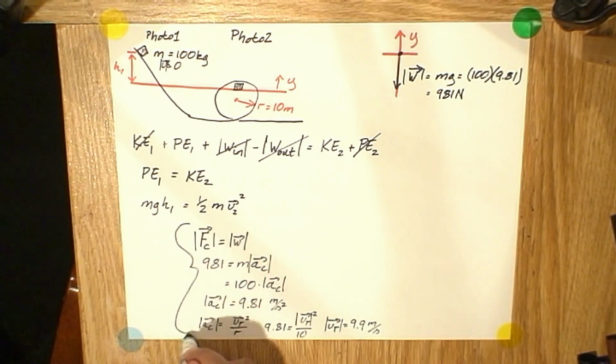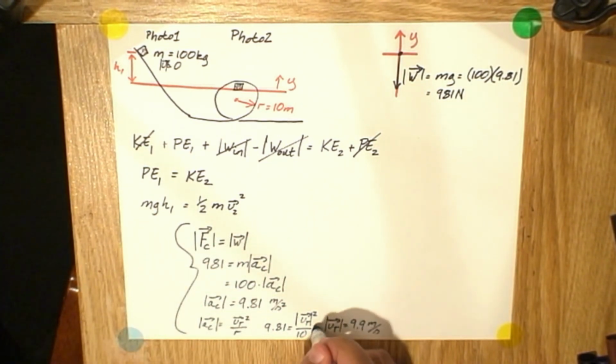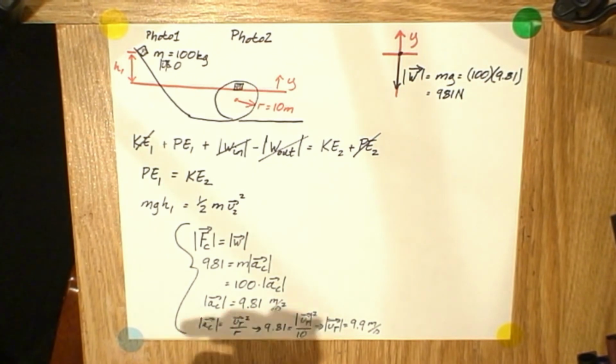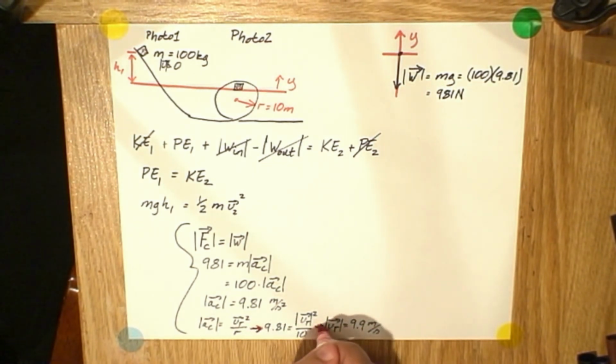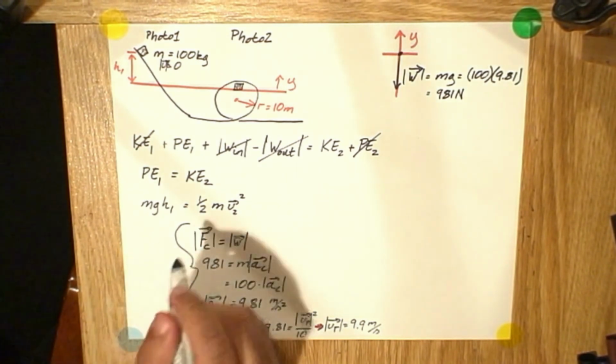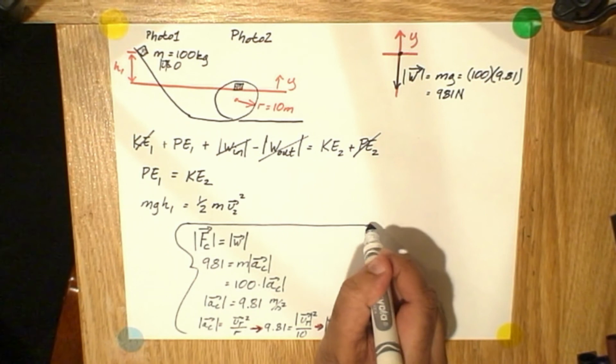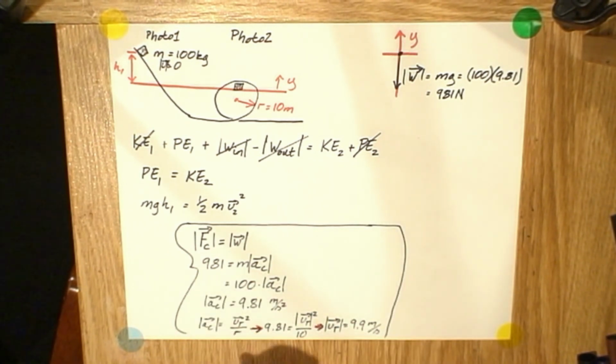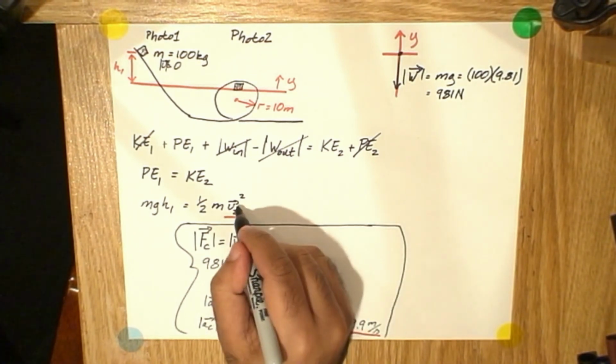So now, in this procedure over here, we have solved for how big the centripetal acceleration is going to be, and correspondingly we have solved for how big the tangential velocity must be. But the tangential velocity over here is also equal to the velocity which is present at photo 2. So now that we've solved this, we're going to take it and plug this in for this velocity here.